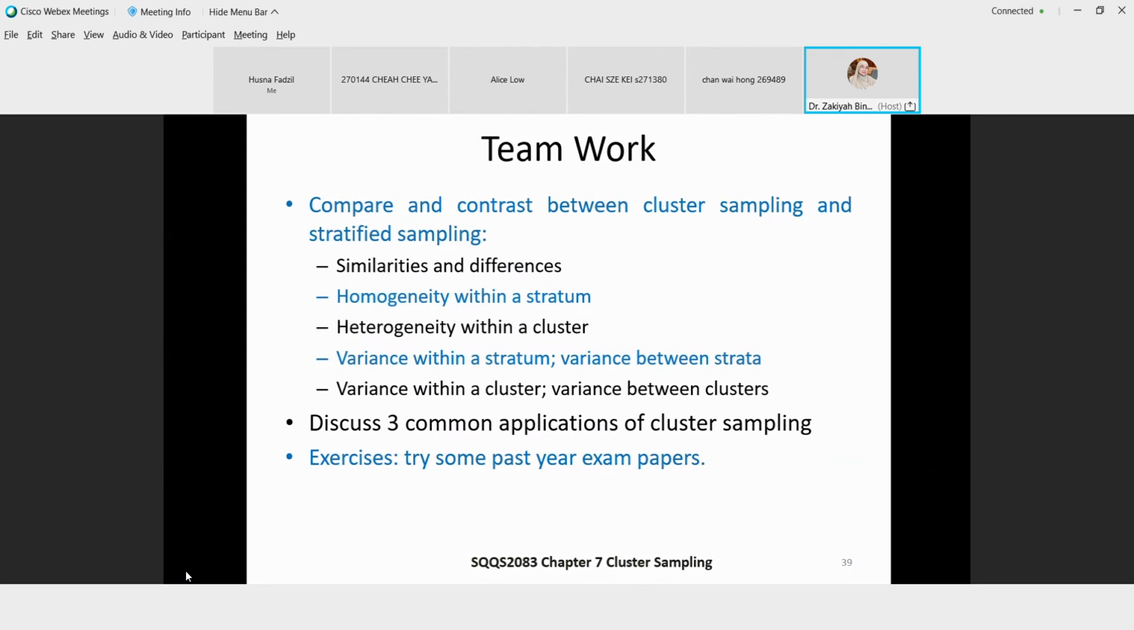And then within a cluster, you have heterogeneity. It's difficult to pronounce, isn't it? Okay, so in other words, they're not identical. They are quite different within a cluster. Okay. And what happens to the variance within a stratum and variance between strata? And similarly for cluster, variance within a cluster compared to variance between clusters.